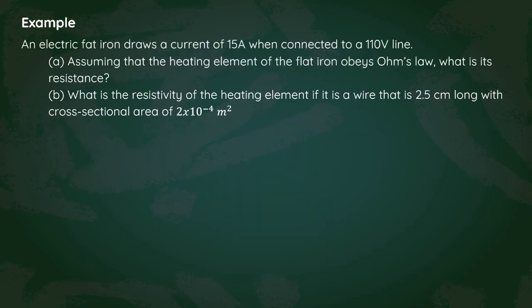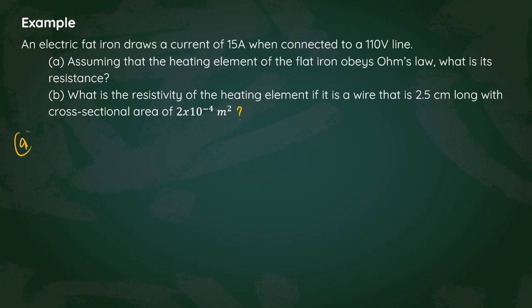So you have your sample problem. An electric flat iron draws a current of 15 amperes when connected to a 110 volts line. For A, assuming that the heating element of the flat iron obeys Ohm's law, what is its resistance? And B, what is the resistivity of the heating element if it is a wire that is 2.5 centimeters long with a cross-sectional area of 2 times 10 raised to negative 4 meters squared?